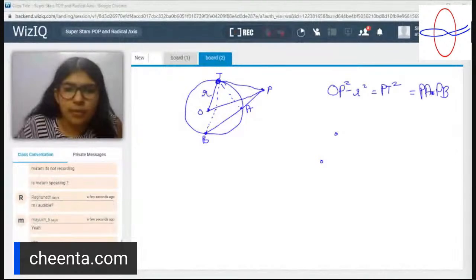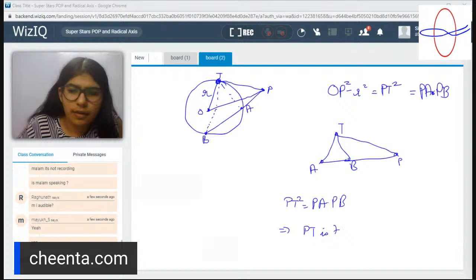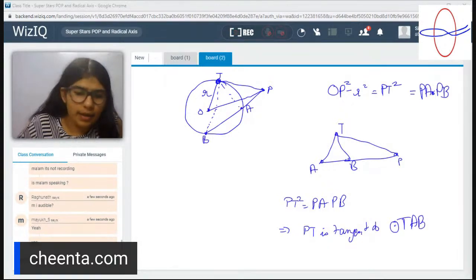If you have three points A, B, P, and you're able to get a point T such that PT squared equals PA into PB, this implies PT is tangent to the circle TAB. And well, it's extremely simple.